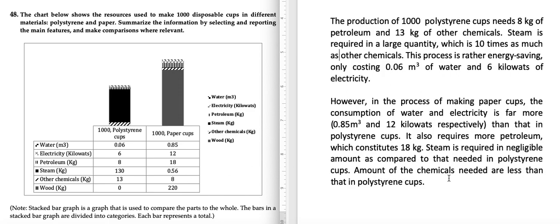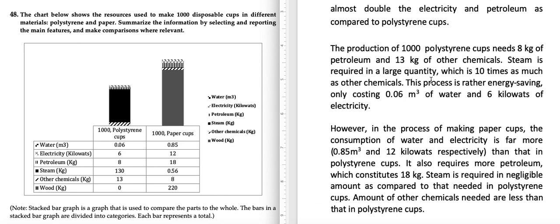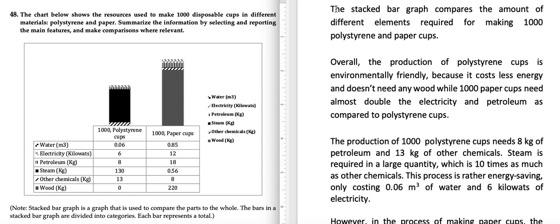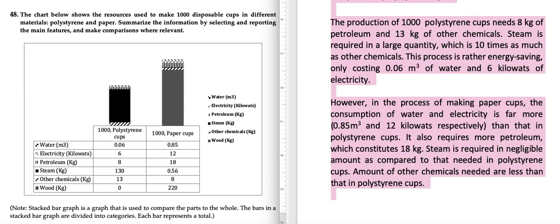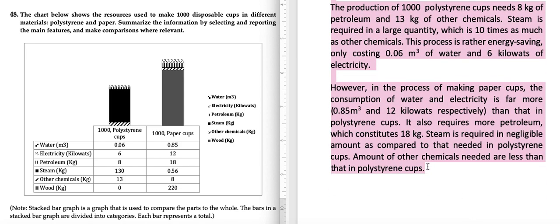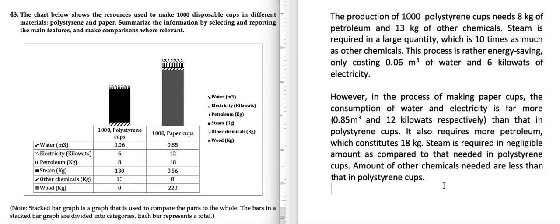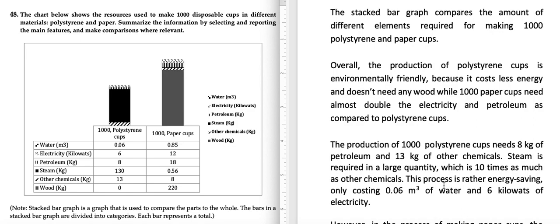Amount of other chemicals needed are less than that in polystyrene cups. So here you can see this is a total description of the graph. It is not very lengthy, and it must be around, I think, 164 words, which is pretty good. And it's a simple graph.